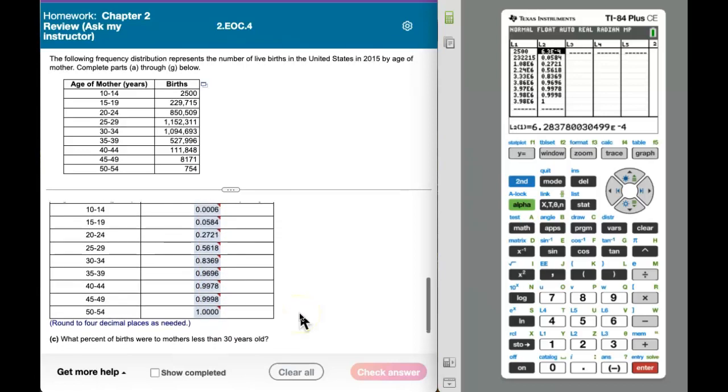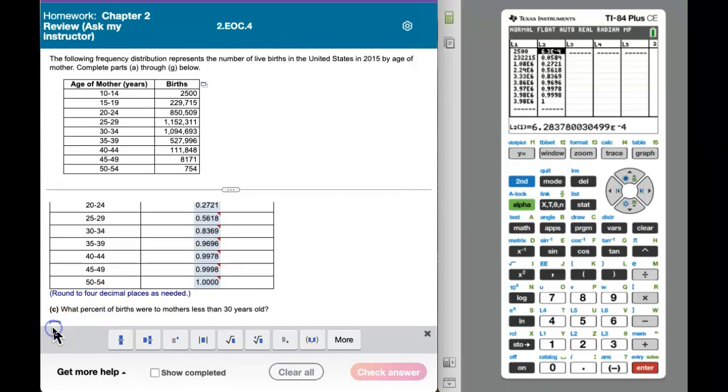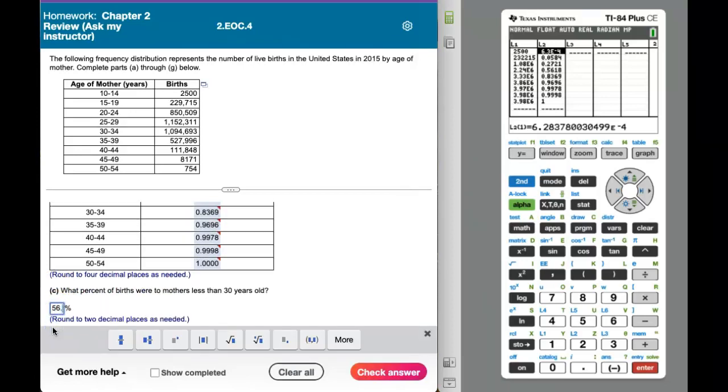Now, the question here that's posed is what percent of births were to mothers less than 30 years old? Well, this cumulative relative frequency is like a percentage. It's written as a decimal, and we want it to be mothers less than 30 years old, so we're looking at this class, 25 to 29, so that's the cumulative relative frequency. So we're going to express this answer as a percent. 56.18% would be your answer for that. So down here, 56.18% would be our final answer.